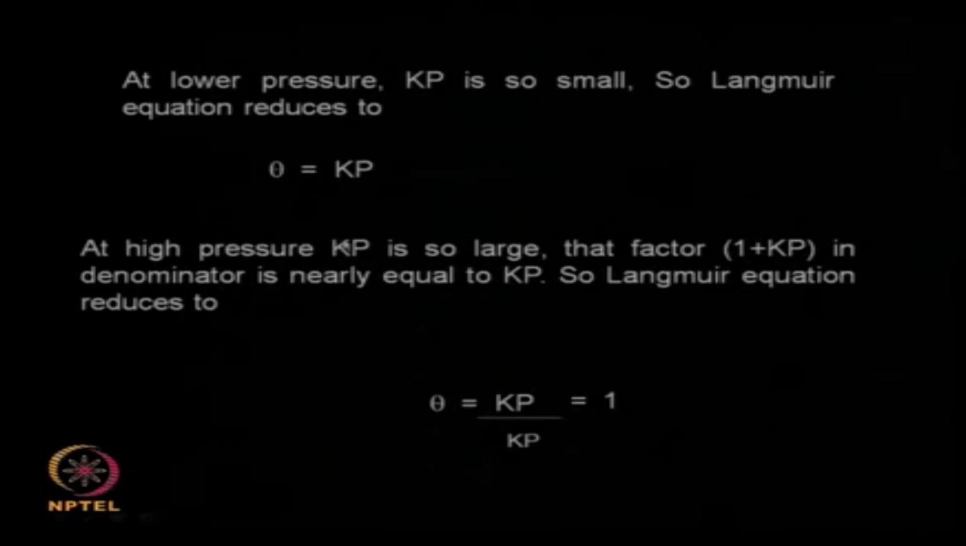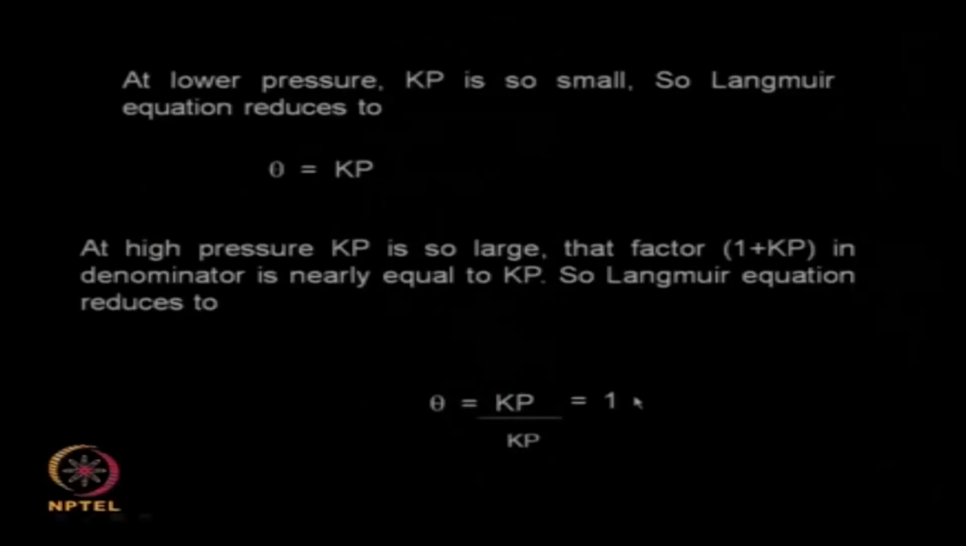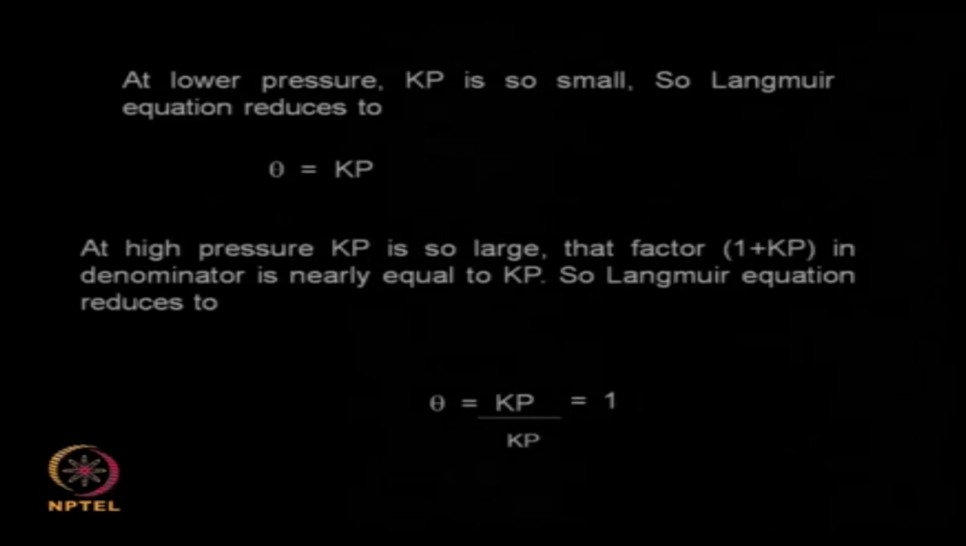Another interesting thing is if K is very large, that means the equilibrium constant between the gas in the gas phase and in the adsorbed space is very large, once again theta will become 1. That means the adsorption process is spontaneous and the surface gets fully covered with the gas species. So, the Langmuir model can have two different conditions.